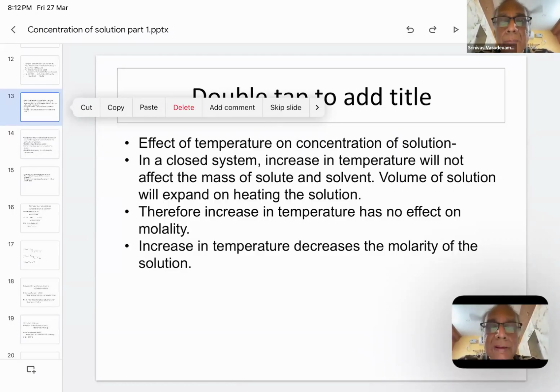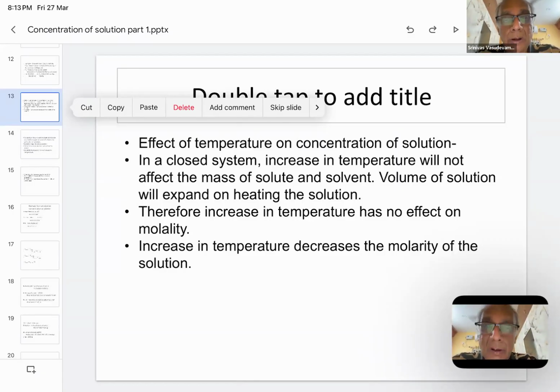Whereas molarity is number of moles of solute divided by volume of solution in decimeter cube or liter. So here, when you increase the temperature, the volume is going to expand. Therefore, the molarity will decrease on increasing the temperature, because the volume is expanding. So this is the effect of temperature on molarity and molality. Molality does not change with increase in temperature. Molarity will decrease as the temperature increases, right?